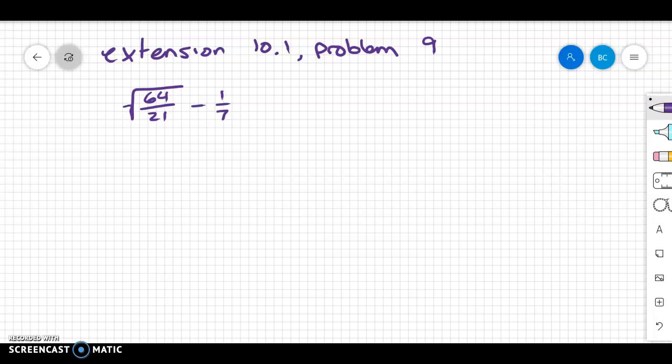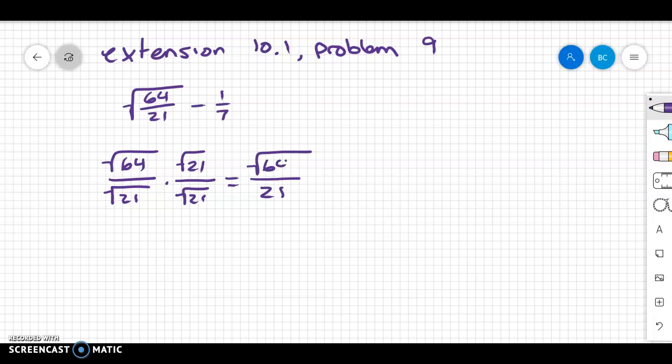This is extension 10.1, problem 9, and I have 2 terms in this expression, but only one of them has a square root symbol, so I'm going to start by simplifying this. I need to rationalize that denominator, so I'm going to split it into the numerator and the denominator. Then I'm going to multiply times the square root of 21 and the square root of 21. So on the bottom I get 21, and on the top I have the square root of 64 times 21. I know that I can take the square root of 64, so that's going to become 8 times the square root of 21 all over 21.